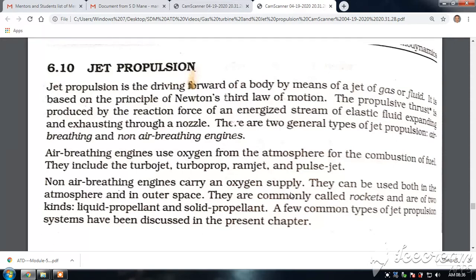Non-air breathing engines carry an oxygen supply. So when the rockets go beyond the atmosphere, there is no air there, so they need to carry their oxygen supply. They can be used both in the atmosphere and in outer space. They are commonly called rockets and are of two kinds: one is liquid propellant and another is solid propellant. So depending on the propellant, that is the fuel, whether it is a solid fuel or liquid fuel, we call them solid propellant and liquid propellant.